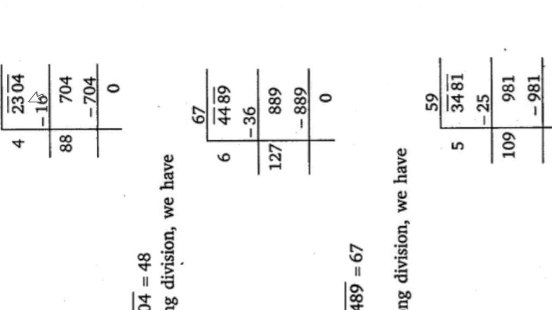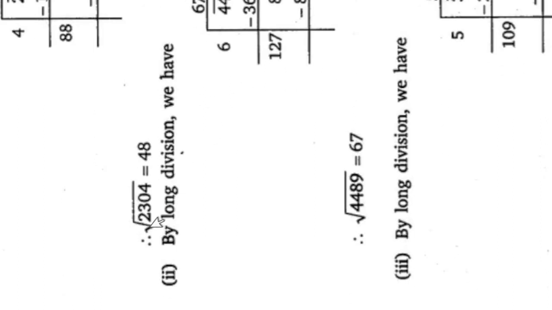So, we will take first 23. 4 4s are 16. So, what is remaining? 7. Now, 4 plus 4 will be 8. Now, we have to multiply such a number with this 8 that 88 8s are 704. So, we will get 704 minus 704. The answer is 0. So, square root of 2304 equals 48.